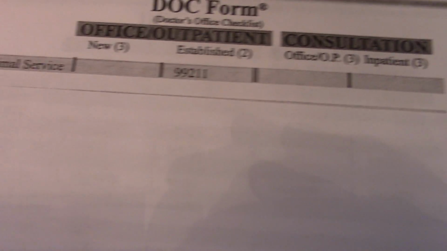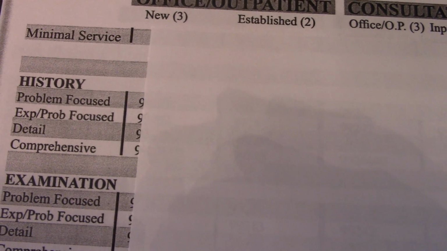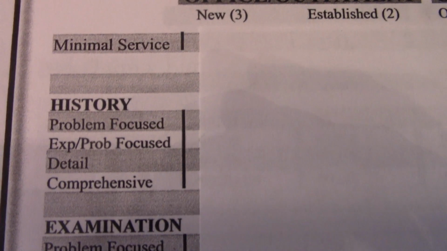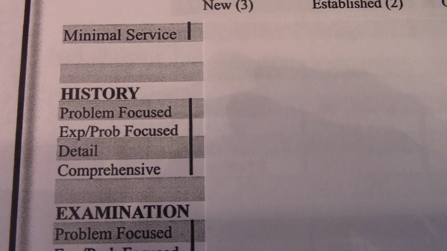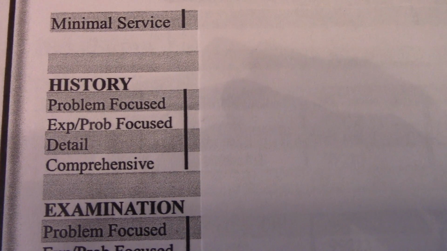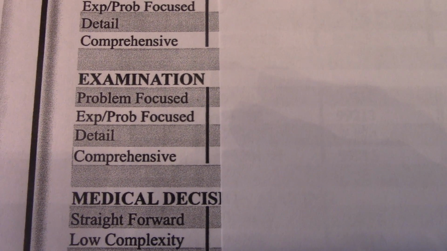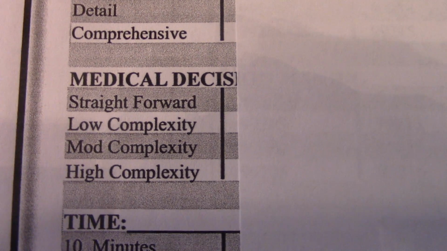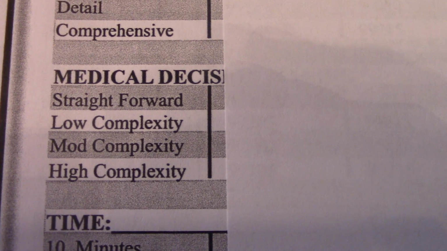Going down the form from left, on the left here, notice I have your components: your history, your exam, and your medical decision making. And notice under each history, I have the 4 levels of history: problem focused, expanded problem focused, detailed, and comprehensive. Same thing for examination: problem focused, expanded problem focused, detailed, and comprehensive. And then medical decision making: straightforward, low complexity, moderate complexity, and high complexity.